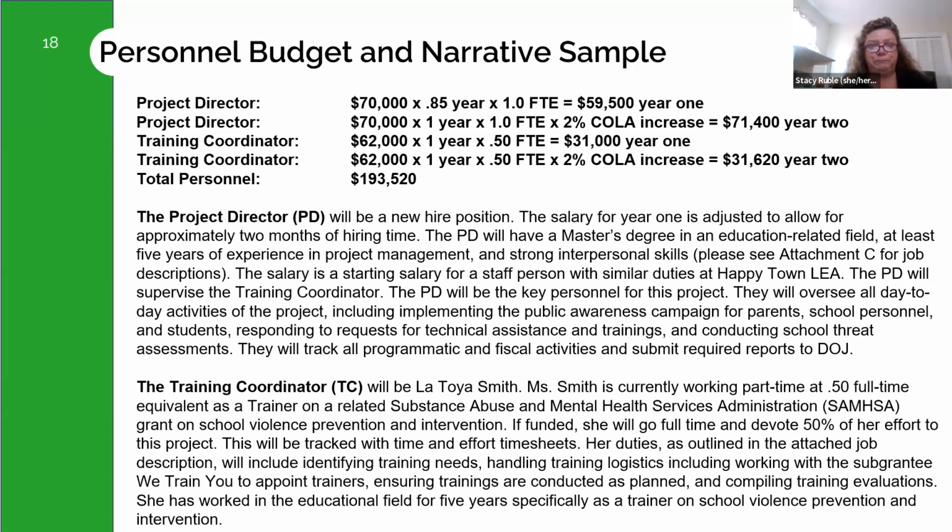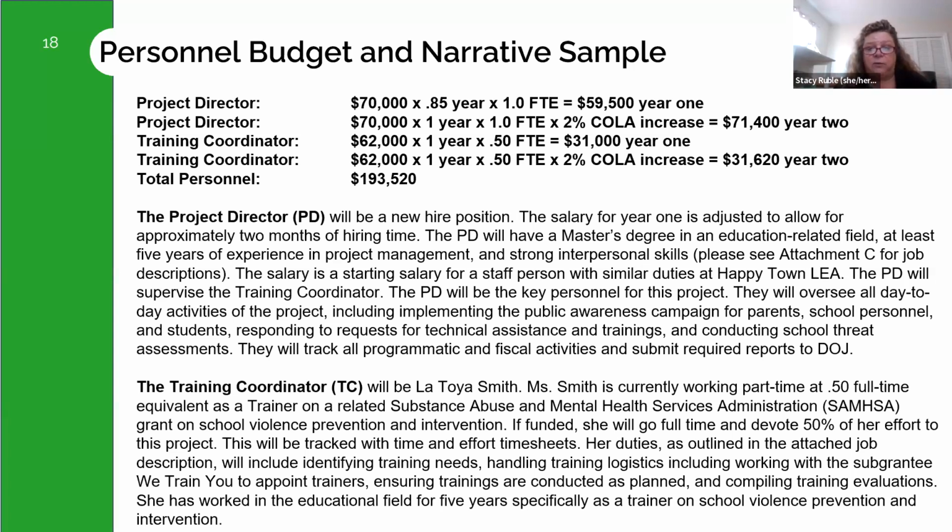This is a 2-year grant, and you'll note for the project director, which is a new hire position, that the salary for year 1 is adjusted to allow for approximately 2 months of hiring time. Now, that's not required, but I tend to do that personally in my own budgets so that I'm indicating I know that I'm not going to be able to hire somebody right off the bat. But some people like to go ahead and ask for the full year, and that way they might have some extra money that they'll be able to move around within the personnel or to another category.